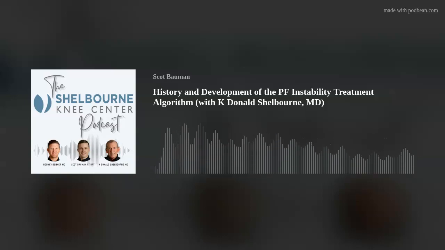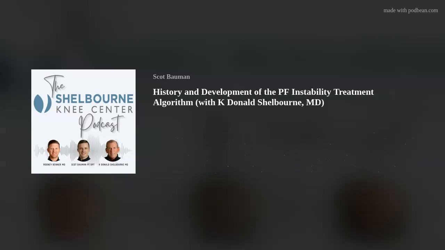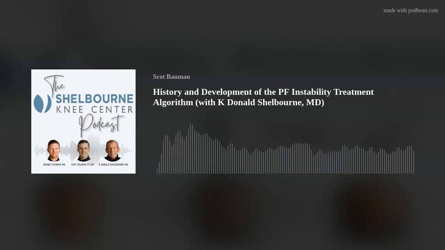MPFL reconstructions probably don't work on people with patella alta. But darn well people with patella alta can live with their knee. It's just not very convenient to have a patella that slips out all the time. Now, clearly, there's been a huge evolution going from the shotgun approach and casting patients after patella realignment procedures.